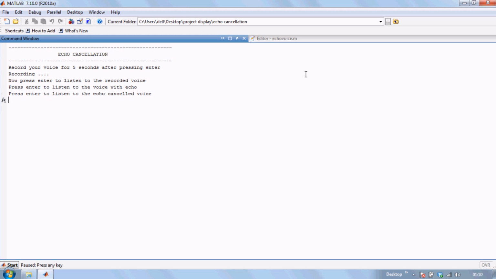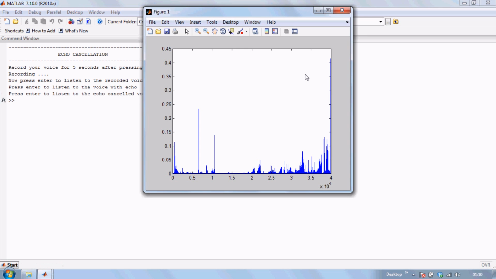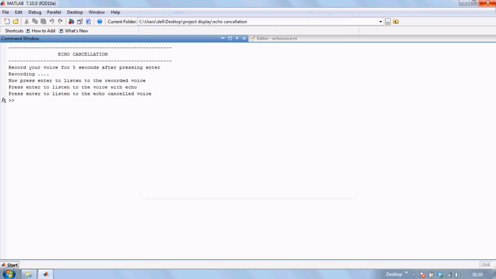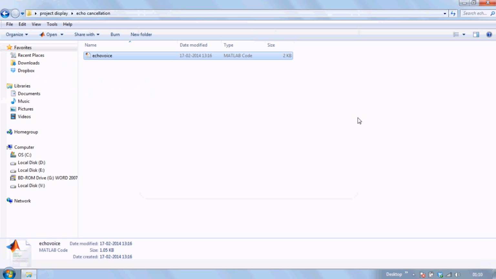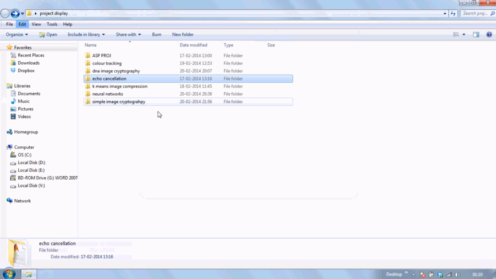Now if I press enter, it will cancel the echo and play it back. Again, I'm sorry about the quality, but anyway, that will give you a rough idea about echo cancellation, and there are several algorithms that you can implement. LMS is a very basic algorithm.